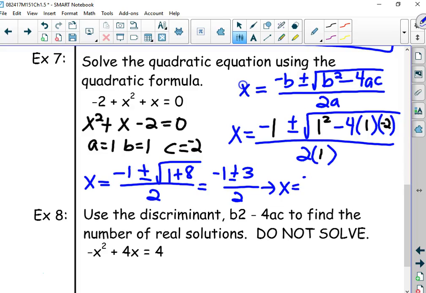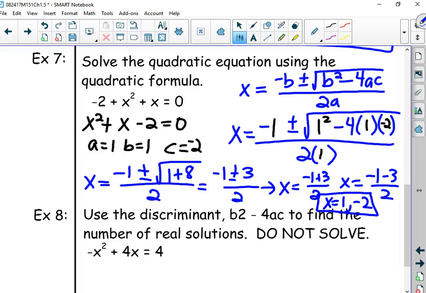X equals negative 1 plus 3 over 2. And also x equals negative 1 minus 3 over 2. So it looks like the first one is 1 and the second one is a negative 2. X equals 1, negative 2. Double check my math. 2 divided by 2, negative 4 divided by 2. That looks correct. Last problem is really straightforward.